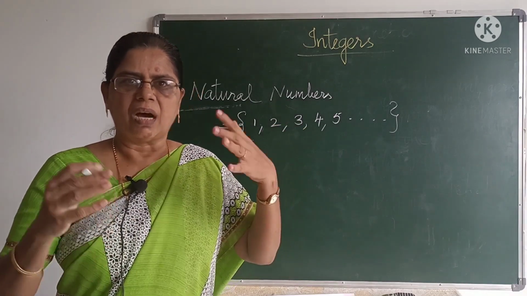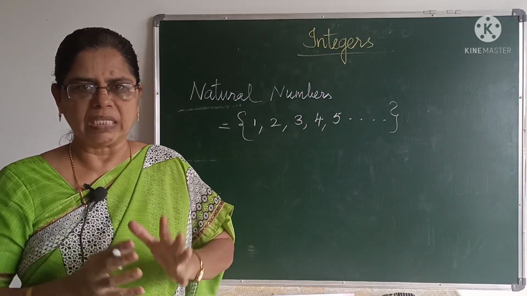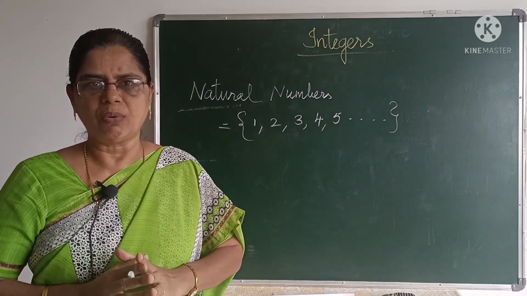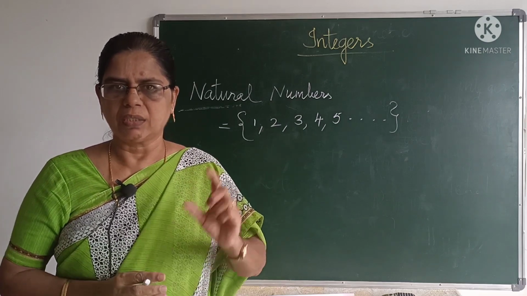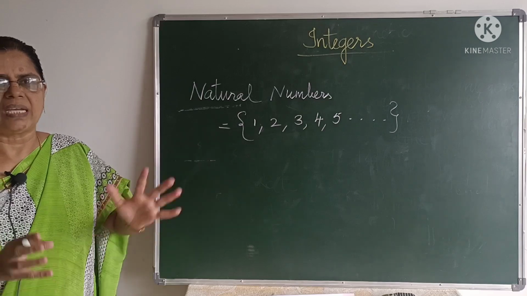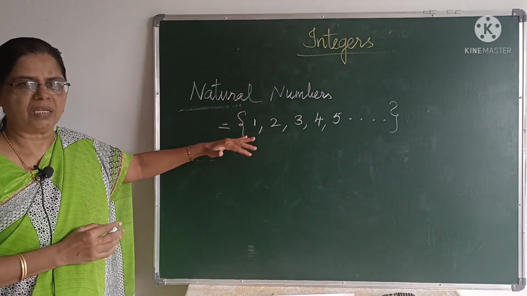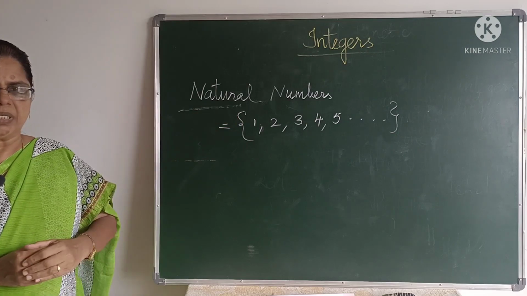I give you some pencils and ask you to count and tell. How will you start counting? You will start with 1. So you will start counting like this: 1, 2, 3, 4, and you will say there are 4 pencils. So natural numbers are otherwise called counting numbers.